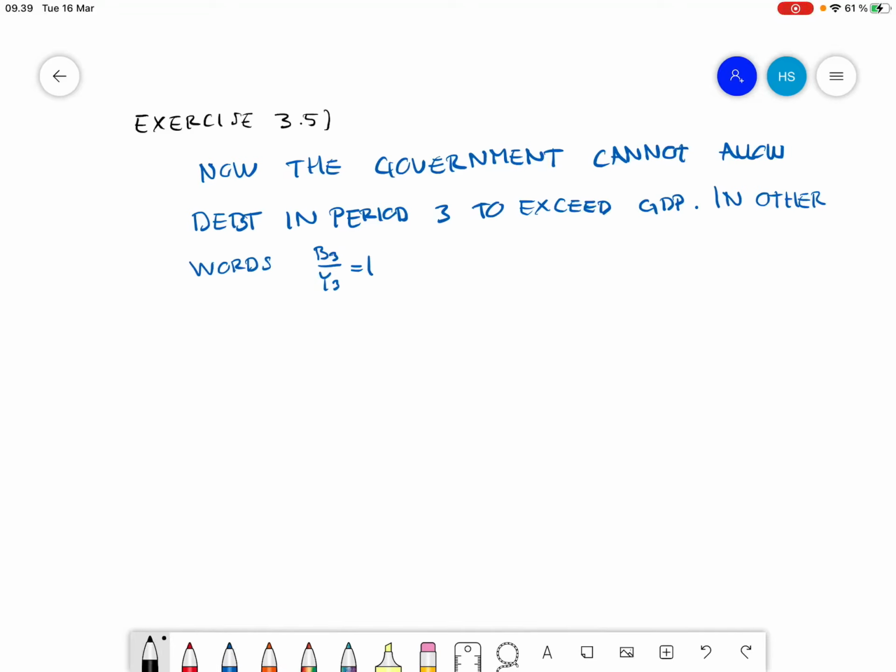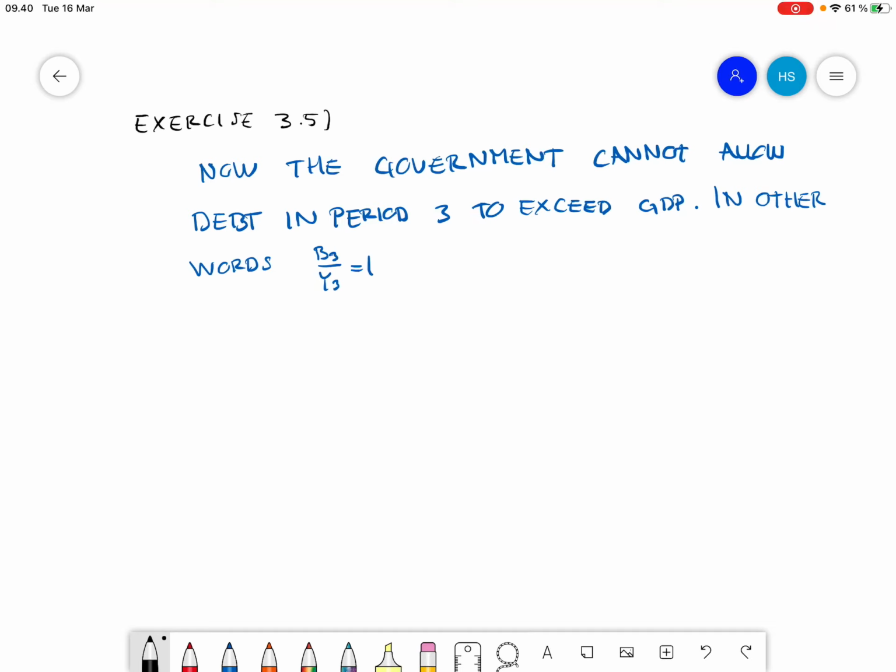So now we have to suppose that at the end of year 2, policymakers can no longer allow the debt in period 3 to exceed GDP. In other words, the government cannot allow debt in period 3 to exceed GDP. In other words, the real debt to GDP ratio in period 3 can maximum be equal to 1. If the ratio is greater than 1, well, then debt in period 3 will be greater than GDP in period 3, and that is not possible.